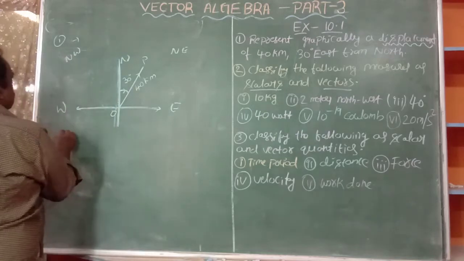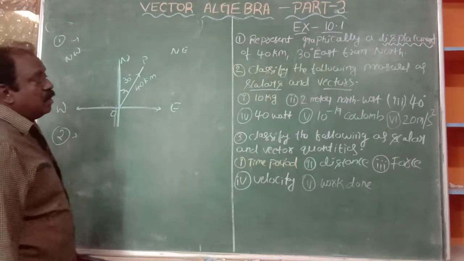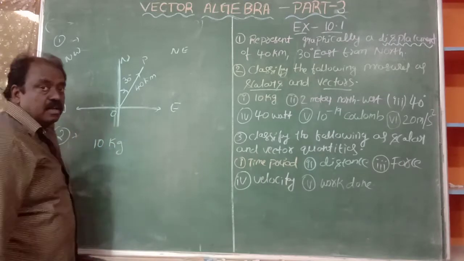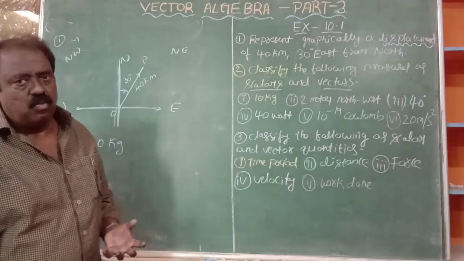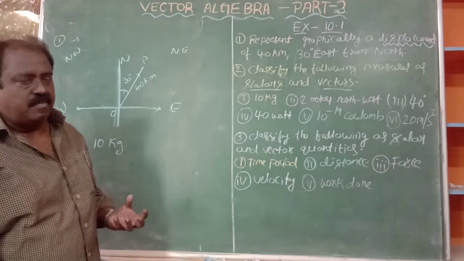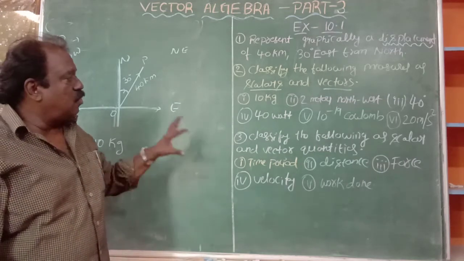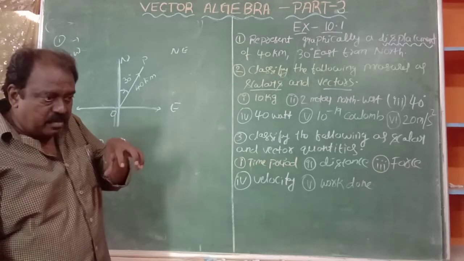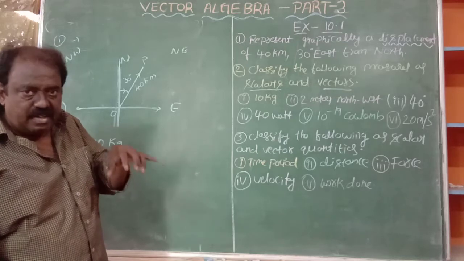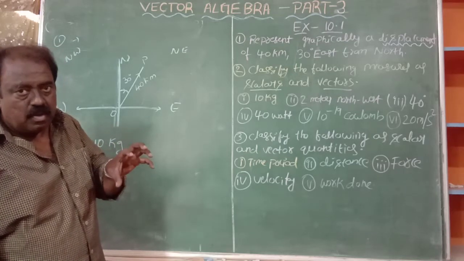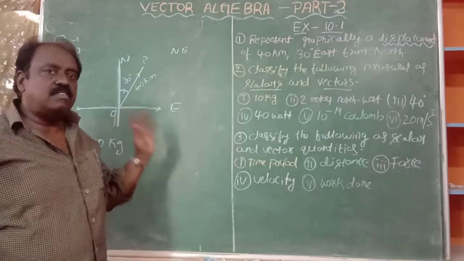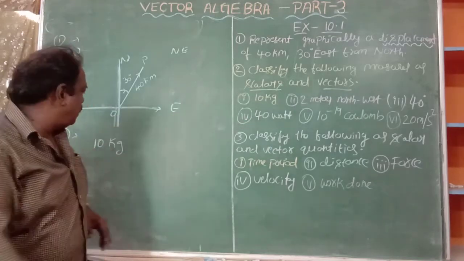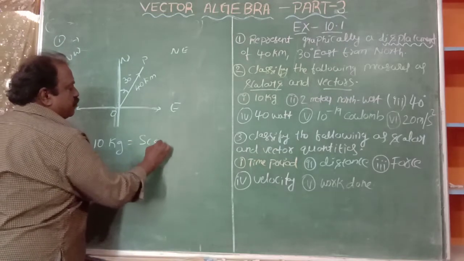Second one. Observe me. The first one is 10 kgs. The measurement of weight is kgs. So 10 kgs only weight is there. Weight, length, distance, volume, breadth, area, all are scalars. So here the measure 10 kgs is a scalar.